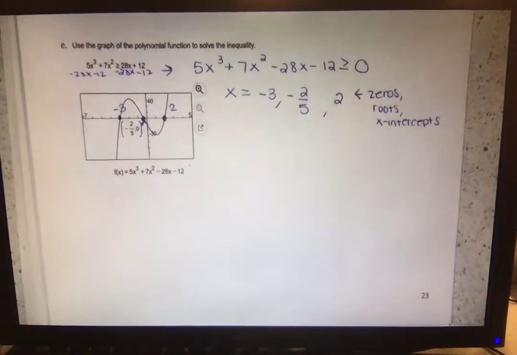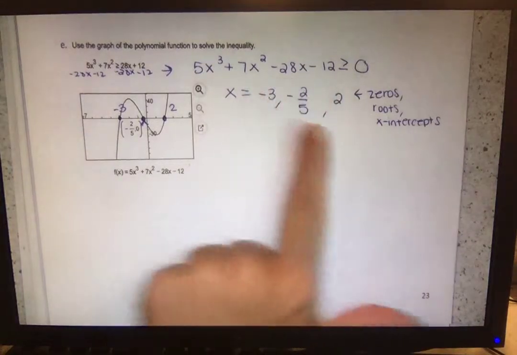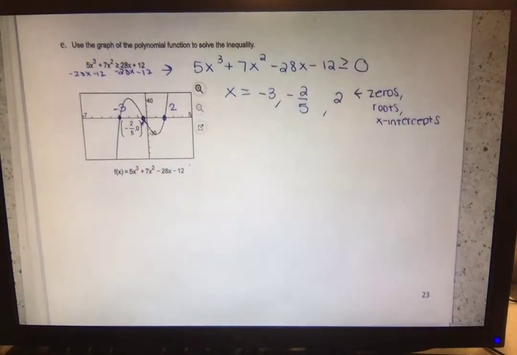So the question is, when are these things greater than 0? What's another word for saying greater than 0? Larger. Okay, larger. What else is greater than 0? Bigger. What I'm hearing you say is positive. Yes, positive. Thank you. So we're trying to see when are these pieces of the graph positive.